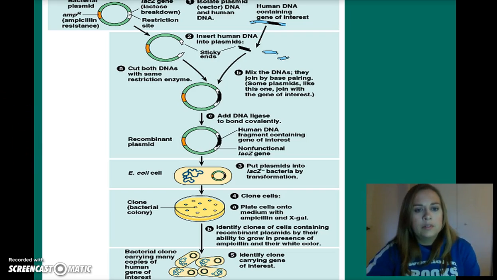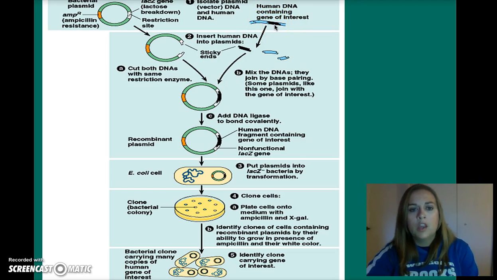So here we have our plasmid. We have our restriction site, and so again, use a restriction enzyme to open that up. Here we have the human DNA that has the gene that we're trying to add to the plasmid. You use the same restriction enzyme to cut both so that they have matching sticky ends. You are going to then mix the DNAs. They're going to join by base pairing. Then you're going to add DNA ligase, which is going to cause the base pairs to bond. So now you have a human DNA fragment that is in a plasmid.